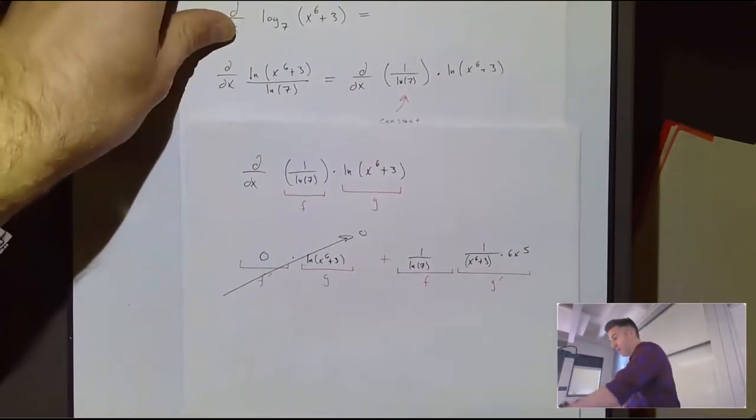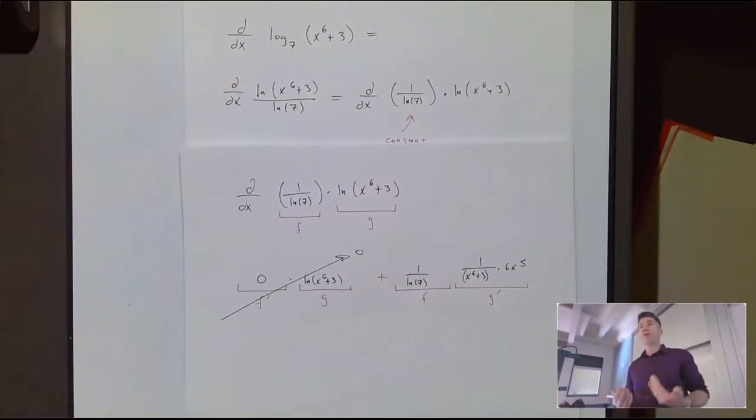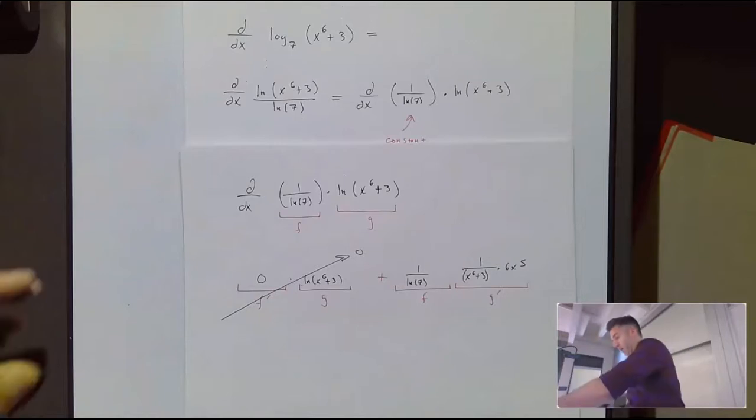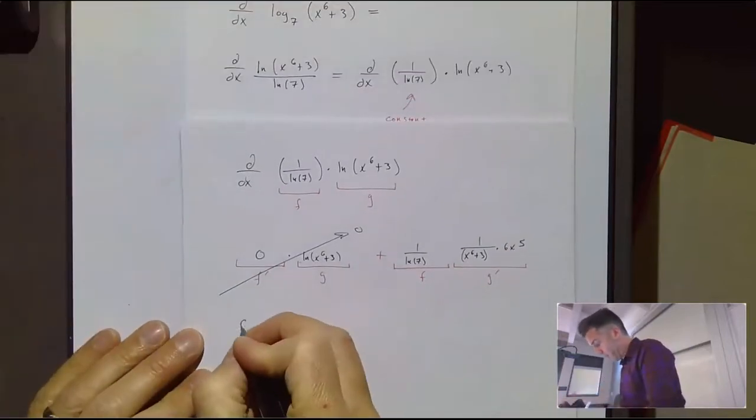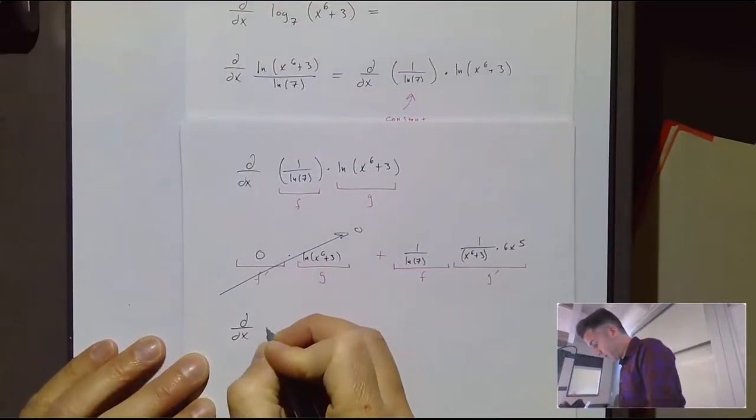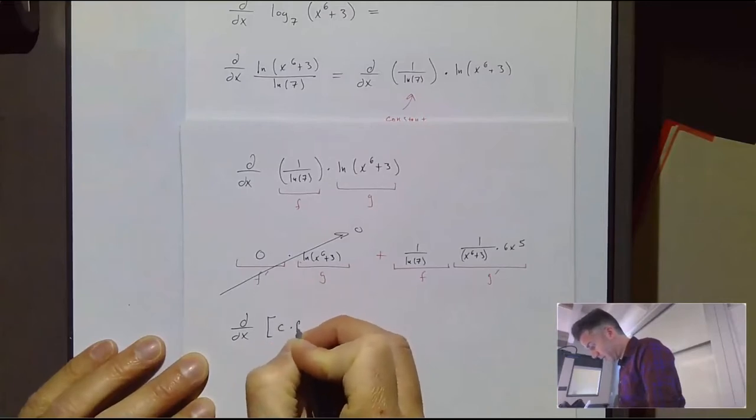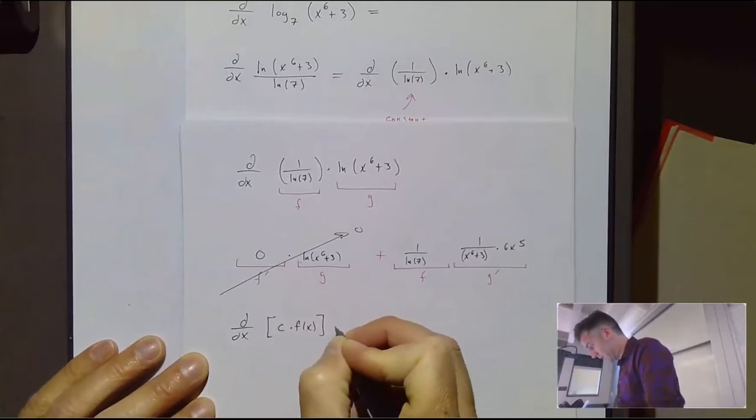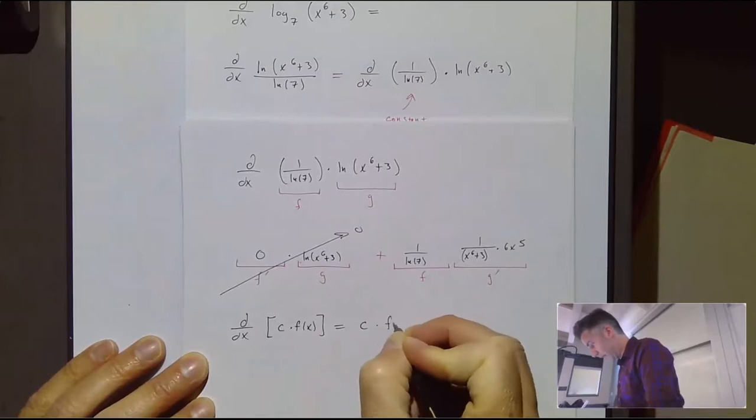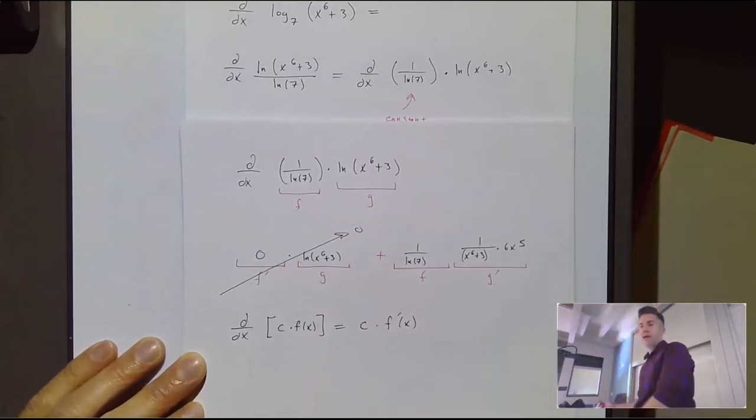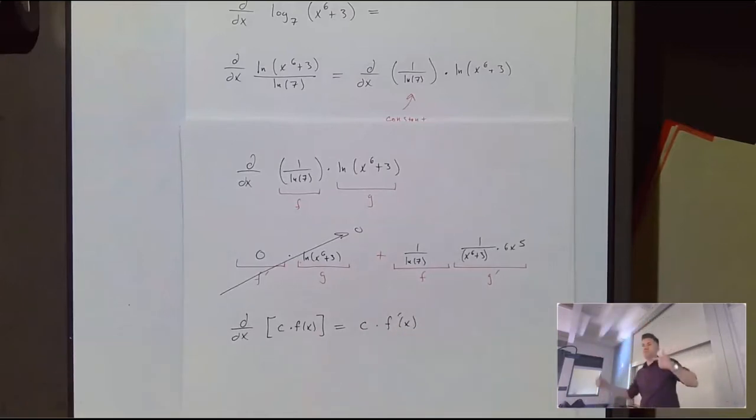Same thing up there. But what we're really using is what's called the constant multiple rule, where the derivative of a constant times your function is equal to the constant times the derivative of the function. It's just that we sometimes get a little tricked up by the fact that 1 over natural log of 7 feels like it shouldn't be a constant. It kind of looks like it could be a function, but it's not. It's just a constant.